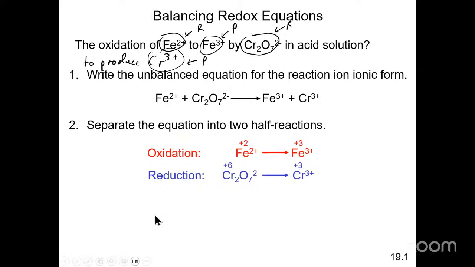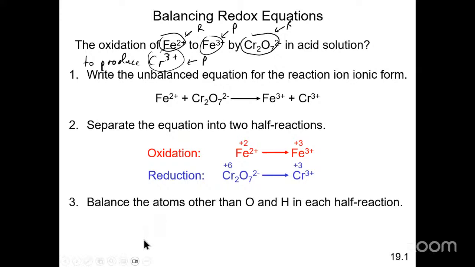Okay, step number 3 is where we focus on balancing the oxygen and hydrogens, right? Oh, before we do that, we need to balance all other atoms other than oxygen and hydrogen. That's step number 3, all right? So if we go back up here, we see that the iron is already balanced because you have a 1 here, iron respectively on both sides. So that's balanced, so we don't need to make any changes there.